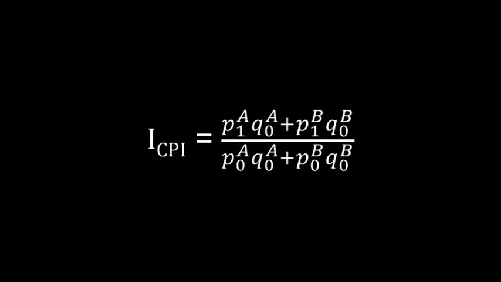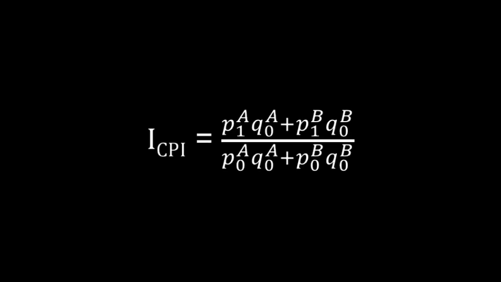Okay, so as an example, suppose there are two goods in the bundle, and we'll just call these goods A and B. Again, this is very simplistic, but it helps get the point across. If there are two items in the bundle, then the equation for the index is basically going to be a ratio.